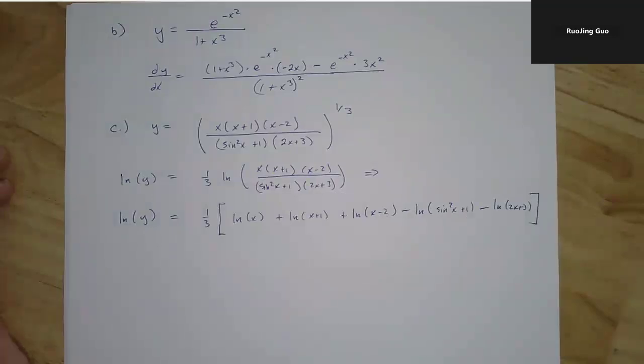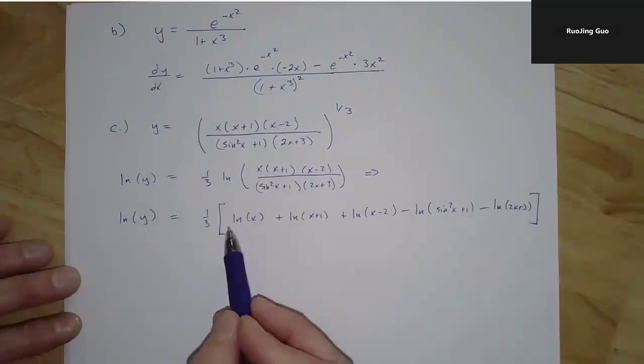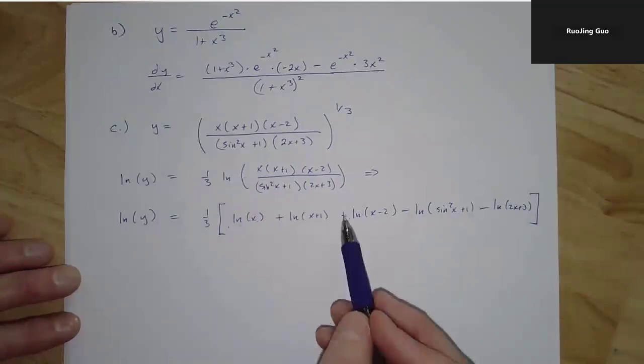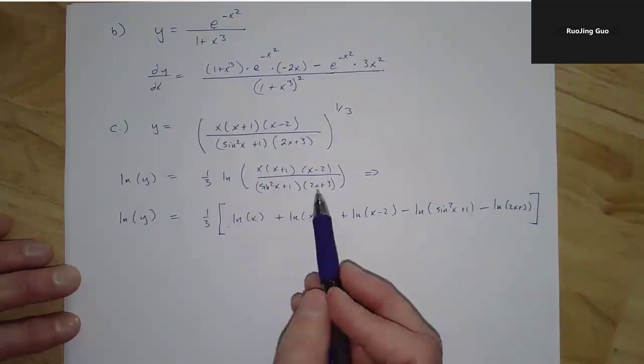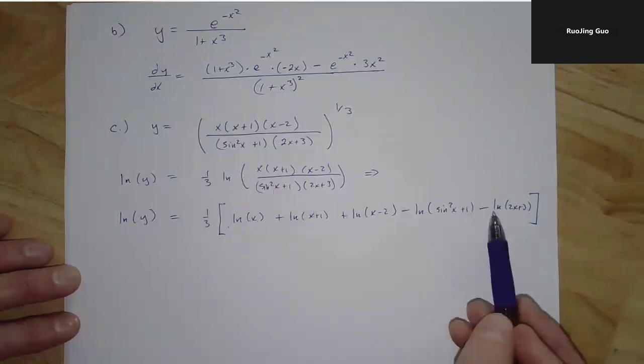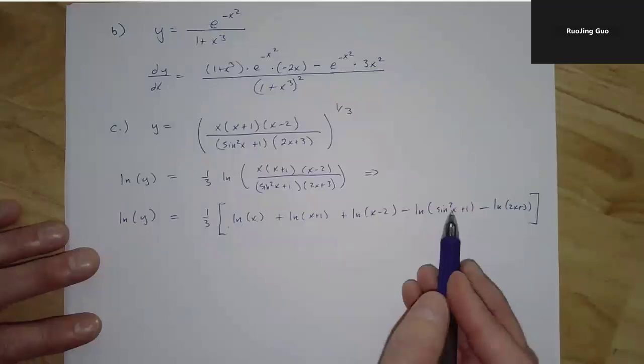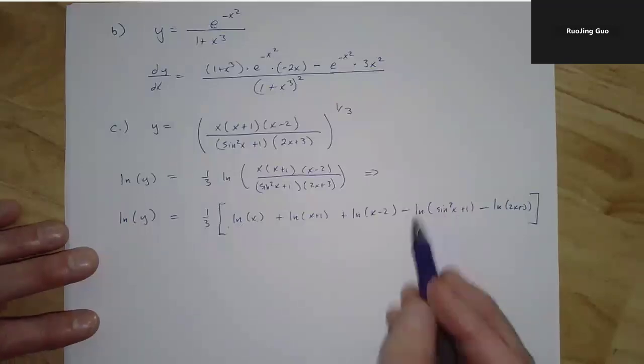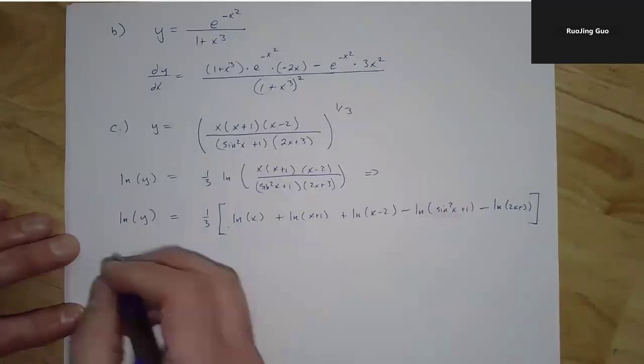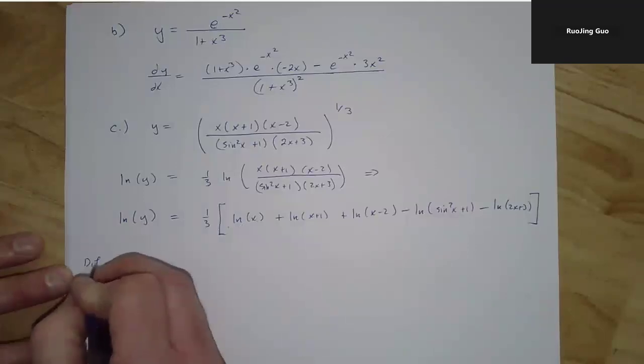I think that's a reasonable next step because every factor in the numerator has a plus natural log of that factor, plus natural log of that factor, plus natural log of that factor. Every factor in the denominator has a minus natural log of that factor, minus natural log of that factor. There aren't any powers we can bring down here, right? This squared does not get to come down there because it's not the power on the entire argument. So now we differentiate both sides.